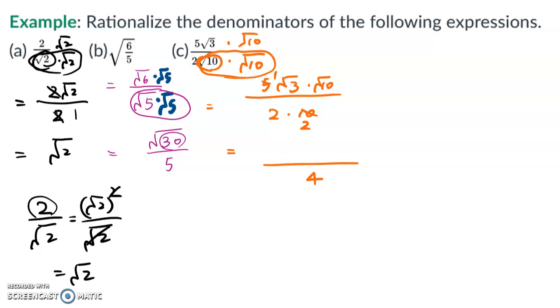Now let's look at the top. The top is 1 times square root of 3 times square root of 10, which is just these two multiplied together. That is square root of 30. And we cannot simplify it because there's no perfect square as a factor in 30.